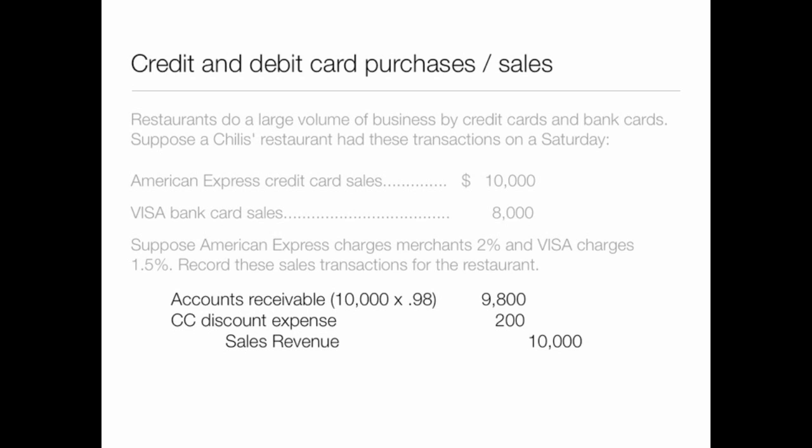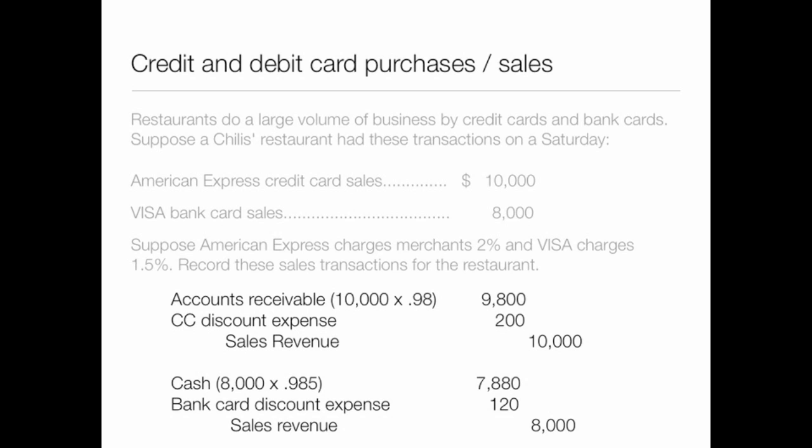Now the Visa bank card is slightly different. When a bank card is used, it's considered to be the same thing as cash. So instead of accounts receivable, we're going to use cash in this case. So for this one, you still record the entire sales revenue amount of $8,000. But in this case, Visa charges 1.5%. So this is called a bank card discount expense. And 1.5% of $8,000 is $120. So we're actually only going to record cash receipts of $7,880.